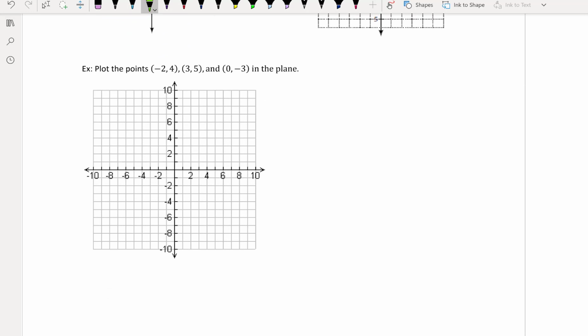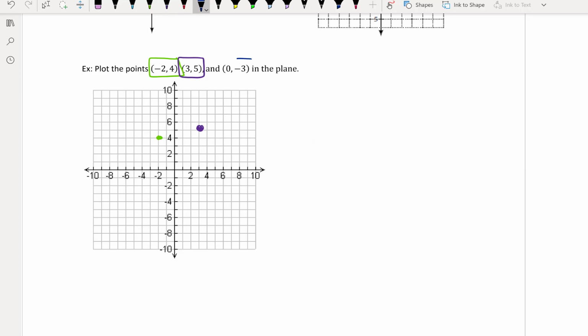So if I have (-2, 4), that means the x value is -2 and the y value is +4. So that point right there would represent (-2, 4). Now, the next point, it looks like it's (3, 5). So on the x value, we go over to +3. And on the y value, we go up to +5. So that would be my point (3, 5).